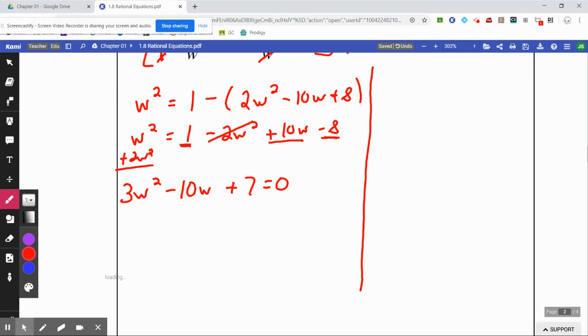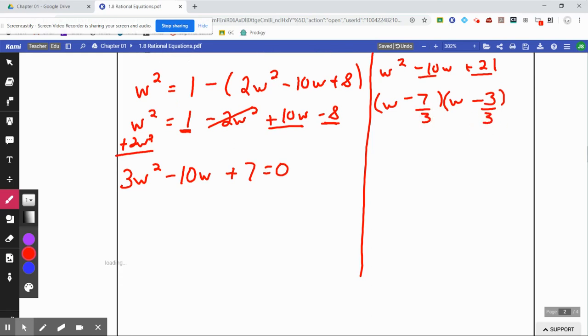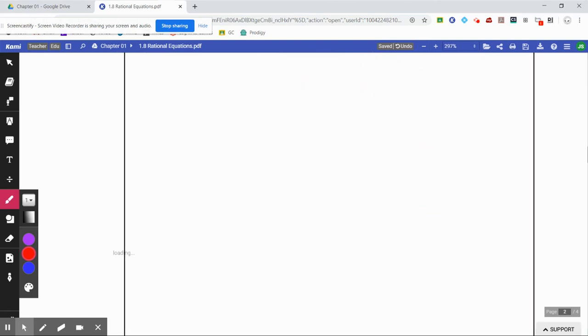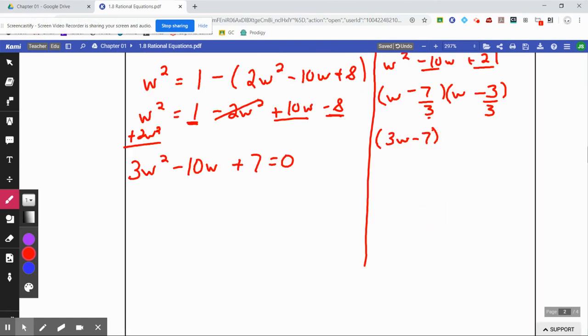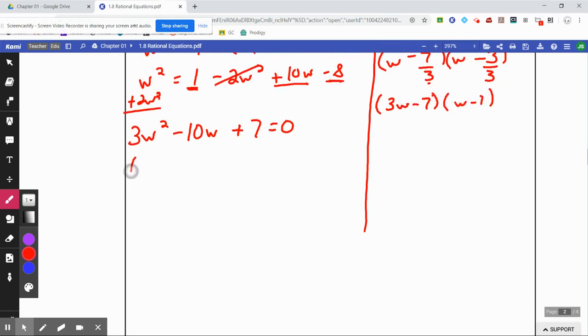So let's factor. Move the 3 to the end, gives you w squared minus 10w plus 21. Factor as normal. W and w, adds, multiplies as a negative 7, negative 3. Since you slipped the 3, let's now divide by it. You cannot divide or reduce, so let's move this 3 to the top. It'll be 3w minus 7. And w minus 3 divided by 3 would be 1. So therefore, this factors into 3w minus 7 times w minus 1 is equal to 0.